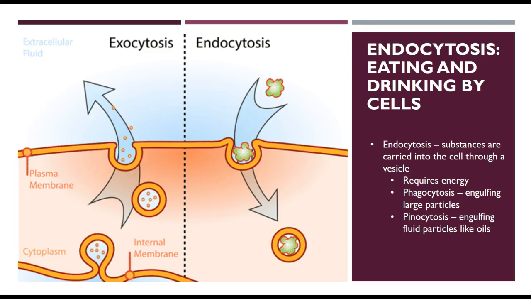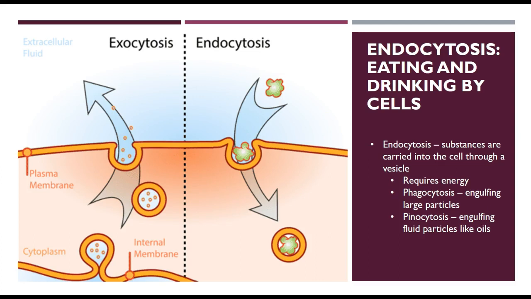So the last way that organisms are going to get nutrients in and out of the cell is through endo and exocytosis. And endocytosis literally means cell eating. Substances, especially very large solid substances, are going to be carried into the cell through the vesicle, as you can see in the image on the left. This process does require that the cells spend energy in order to get these molecules within the cell.